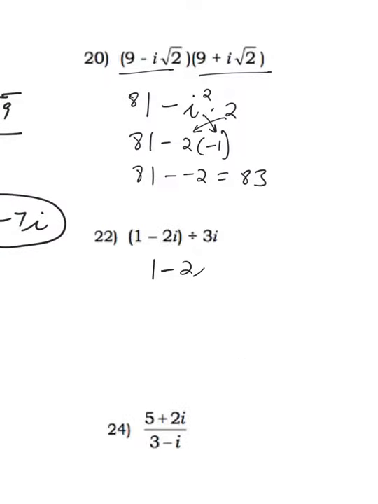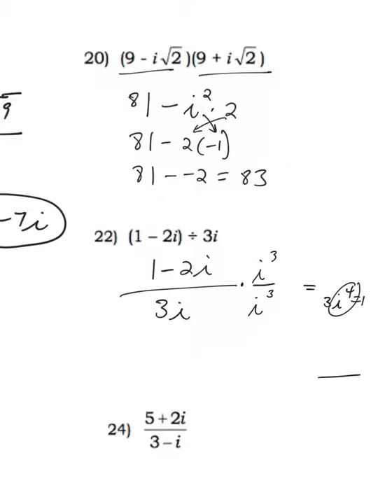1 minus 2i divided by 3i. We need to rationalize the denominator. I also know, because of my i's, that my denominator could be rationalized if it ended up being either i squared or i to the fourth power, because i squared comes out to be negative 1, and i to the fourth power comes out to be 1. So if I multiplied this by a fraction that has i cubed on top and i cubed on bottom, the result on bottom would be 3i to the fourth power. This essentially is equal to 1, so on the bottom is 3.